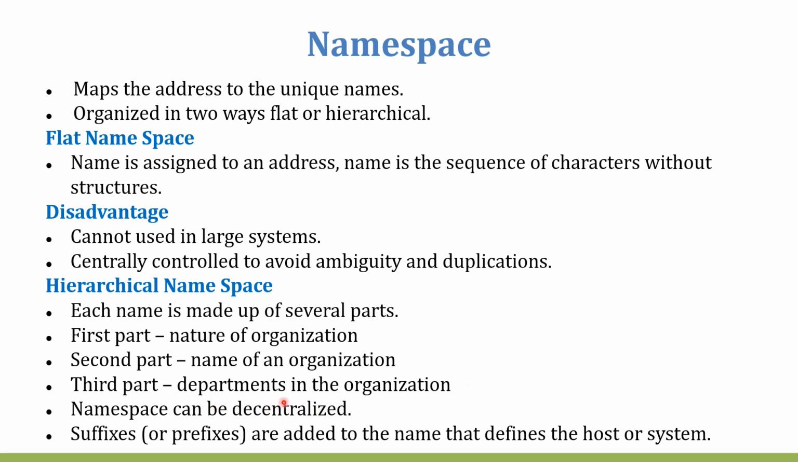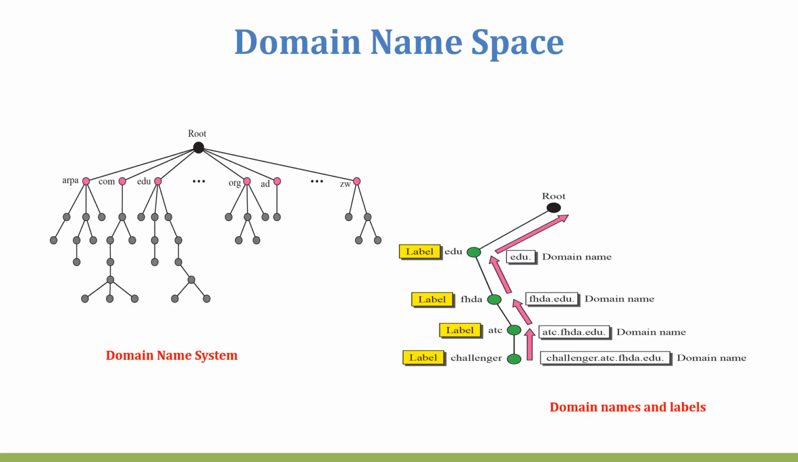Unlike the flat namespace, the hierarchical structure allows decentralization. Different parts of the name can be managed by different authorities. Additional suffixes or prefixes can be added to define the host or system within the organization, making the system flexible and scalable. To organize the millions of unique names on the internet, DNS uses a hierarchical namespace. Here is a simplified breakdown.